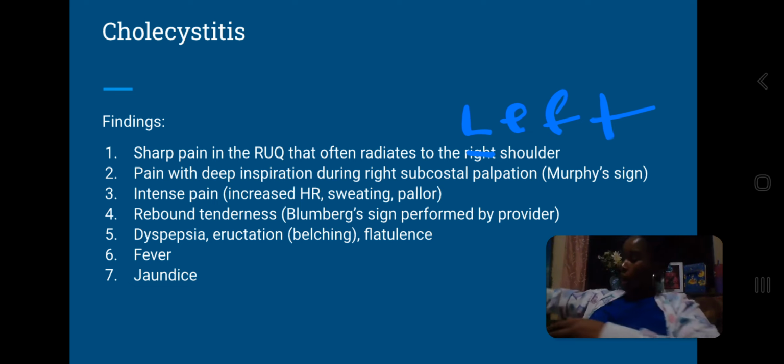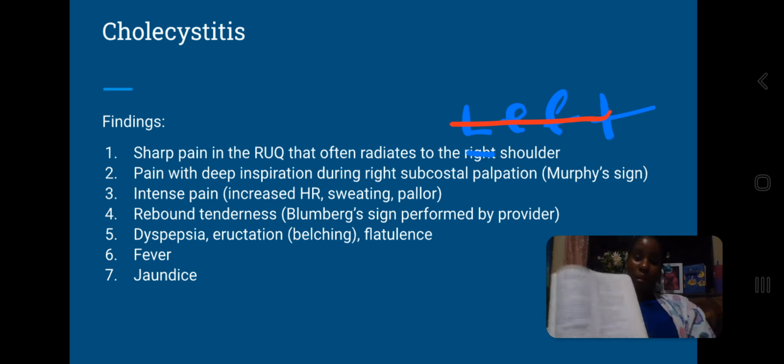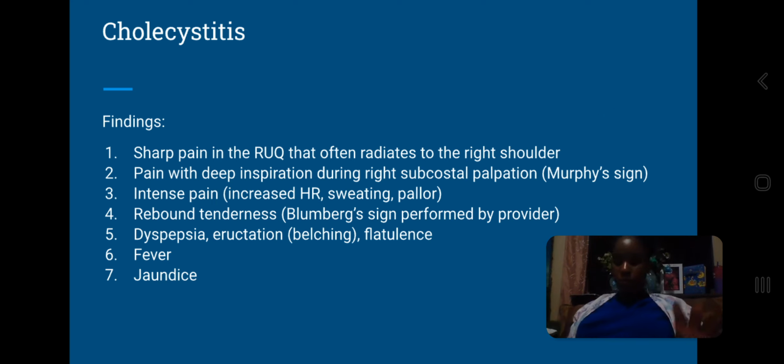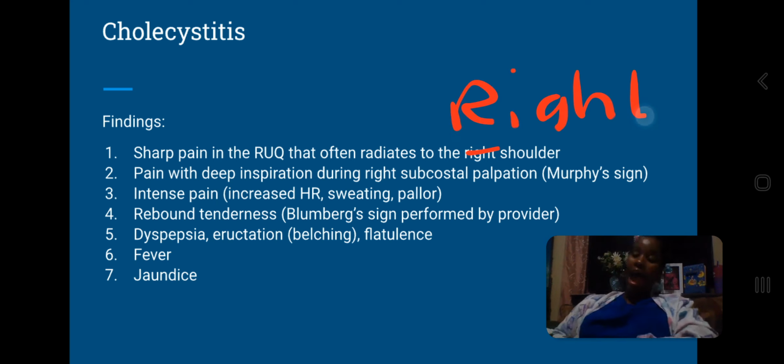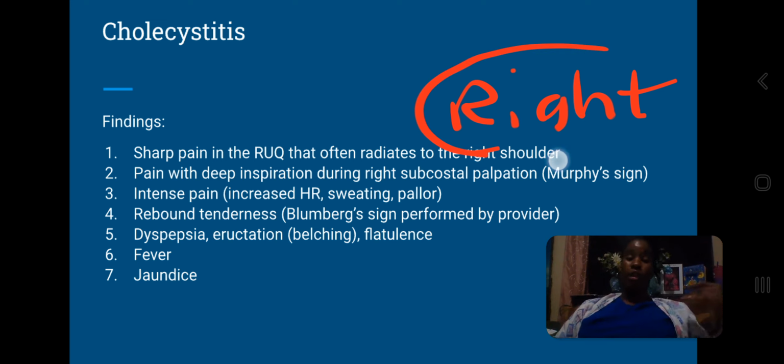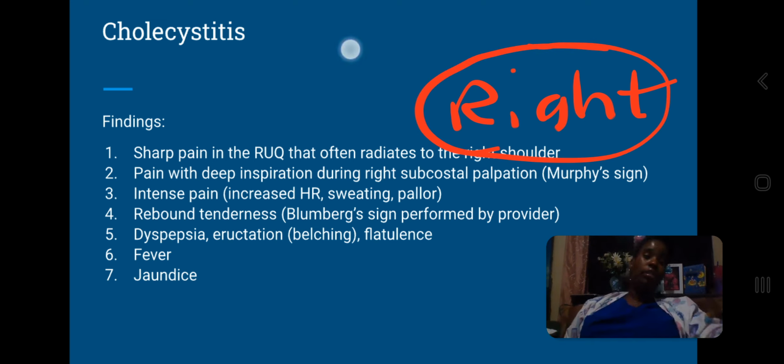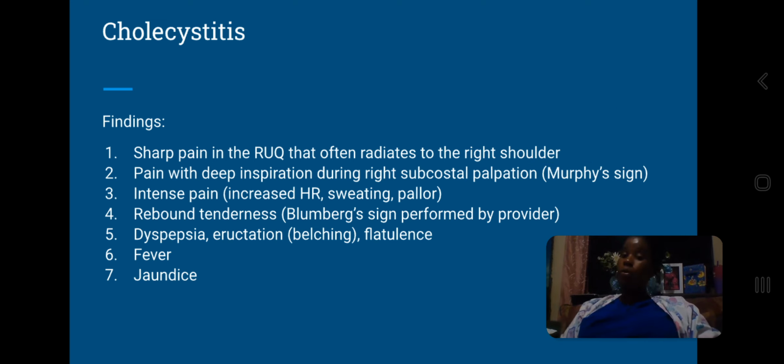Okay, it is the right shoulder. I have my book, so trust me on that. I was thinking about pancreatitis, and pancreatitis is going to radiate to the left. You would think it'd be the right, but pancreatitis is the left because it's a bigger organ and it's kind of in the middle. Now the gallbladder, which is stationed under the liver, is going to be right upper quadrant, and it radiates to the right shoulder. It's closest to the right shoulder, so it makes sense.